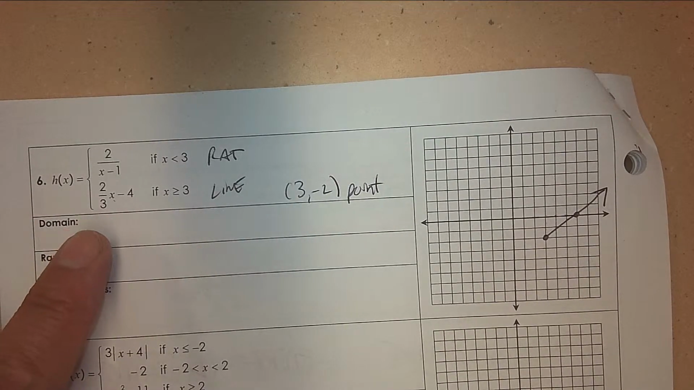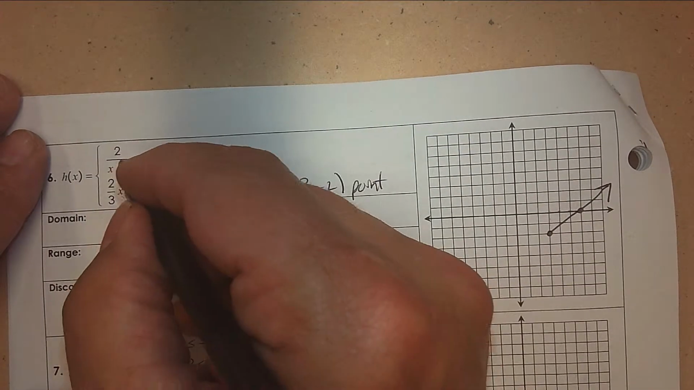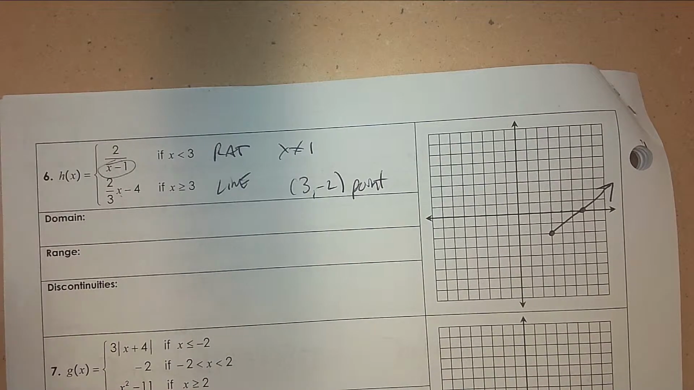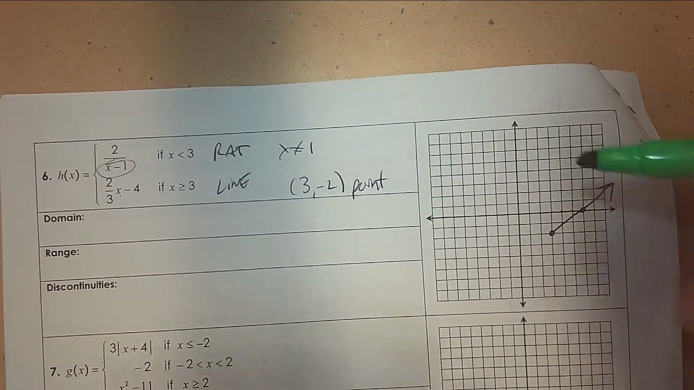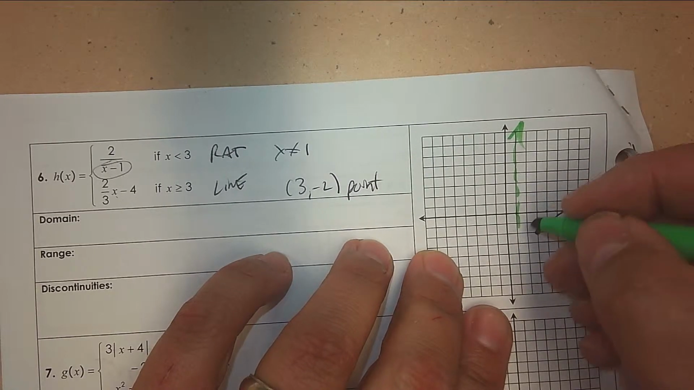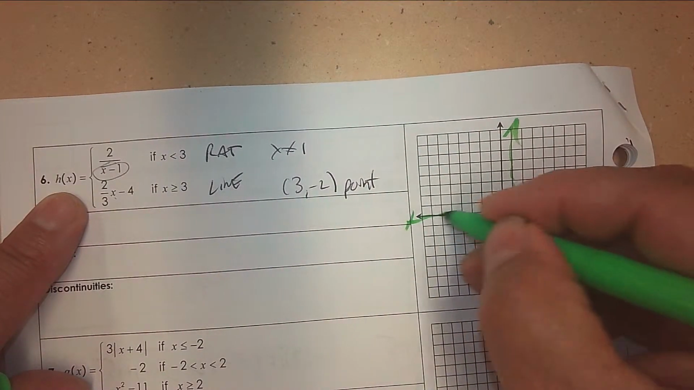The second piece is rational. I tend to look at the denominator to get a sense that x can't equal positive 1. That's the vertical asymptote, so I'm going to go there. That's part of my picture, is that asymptote, because 1 is less than 3. We also have a horizontal asymptote at 0.